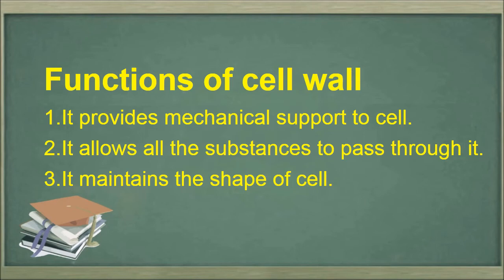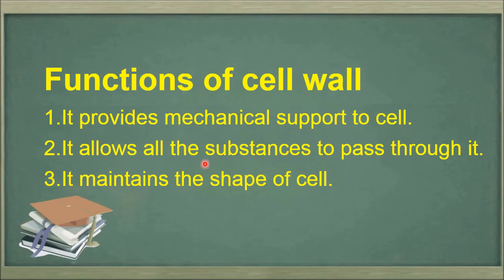Function of a cell wall. There are three main functions of a cell wall. Number one, it provides mechanical support to the cell. So it strengthens the cell. It gives support to the cell, mechanical support.